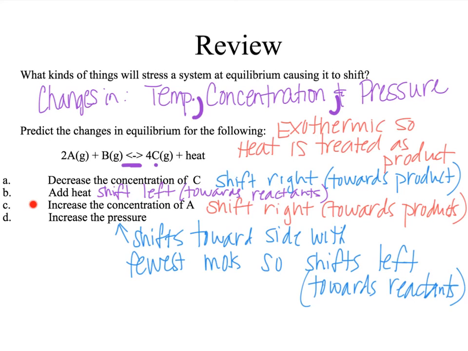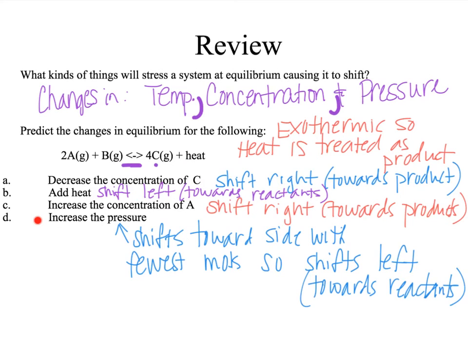The third one says increase in concentration of A. So if we're starting to increase A, we're adding to it. Again, remember, it's going to shift away from the side of the stress, and by adding concentration, we're stressing the equilibrium, so it's going to shift away from where that stress is being added, so it's going to shift to the right towards making more products.